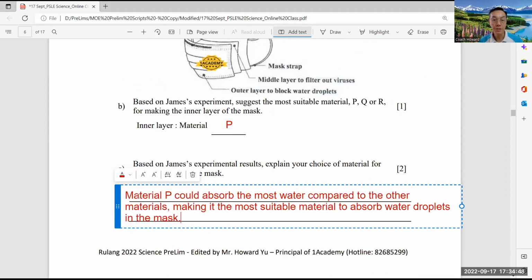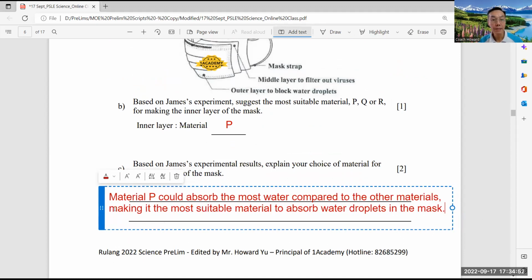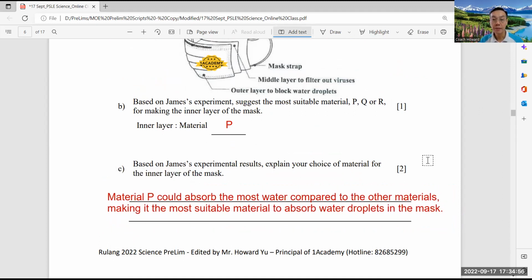Okay, so this is a short and sweet answer. Material P could absorb the most water compared to the other two, Q and R, making it the most suitable material to absorb water in the mask. So again, I screenshot this question.